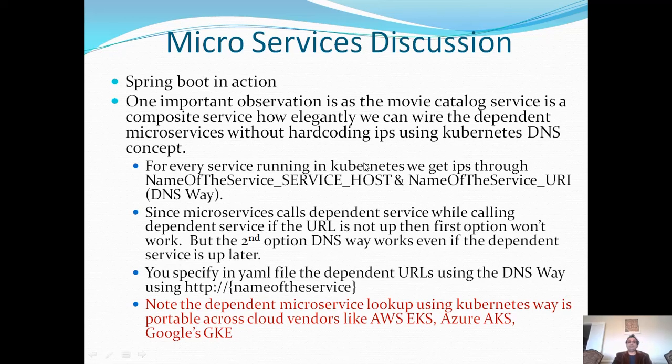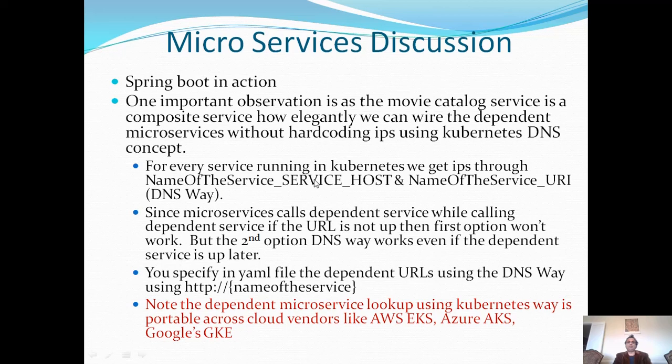In my previous two discussions, we were using the proprietary AWS way or PCF way, but this Kubernetes way is going to be a common thing for all the cloud vendors. That's one of the portability benefits we gain through this. So what are the options we have? Once you are running your services in Kubernetes, it automatically gives you the IP address based on the name of the service underscore host or the name of the service underscore URI, which is the DNS way. So there are two ways you can catch hold of the IP addresses of the dependent microservices.